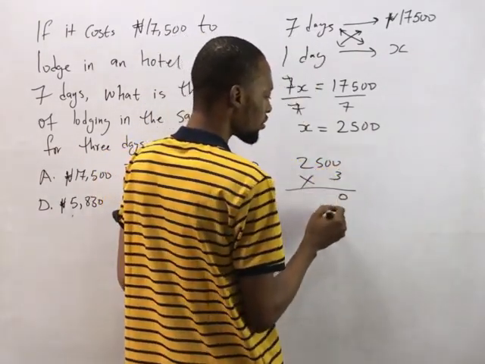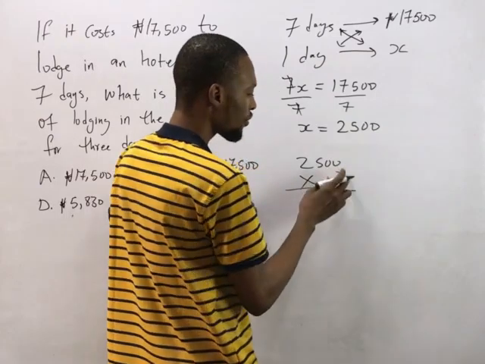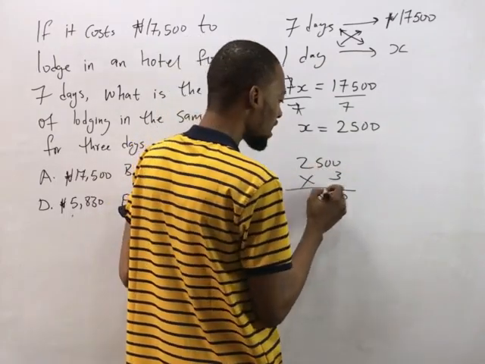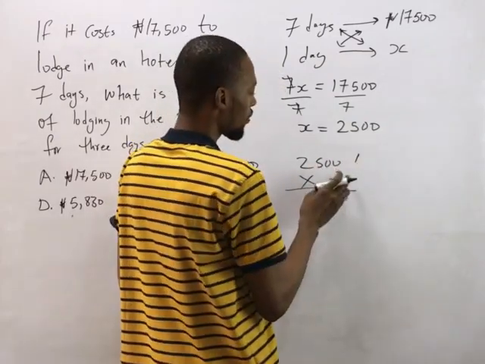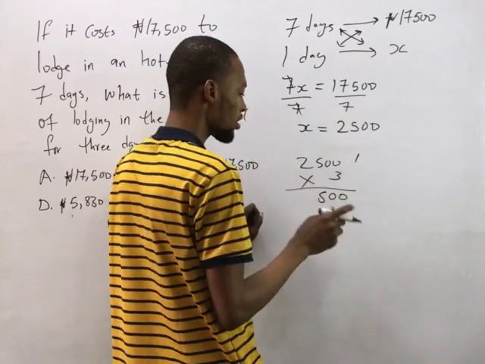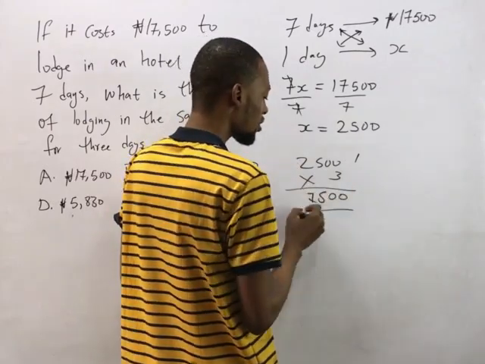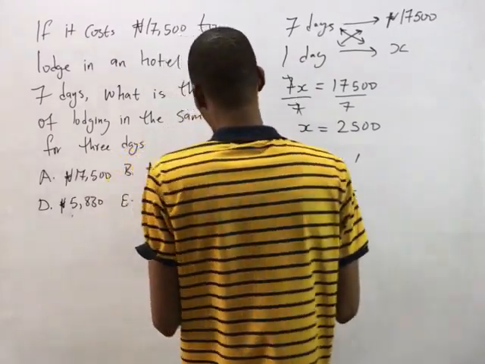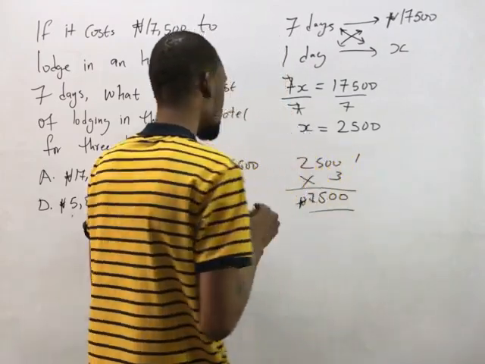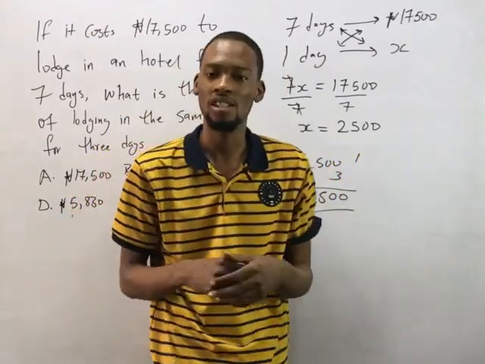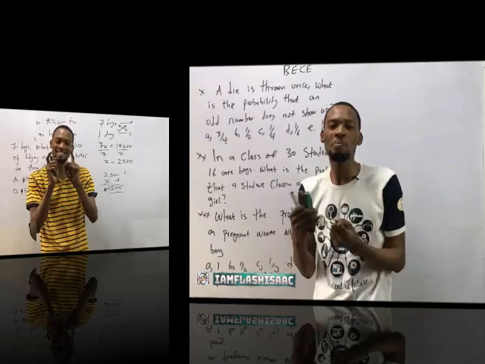3 times 0 is 0. 3 times 0 is 0. 3 times 5 is 15. Put down 5, carry 1. 3 times 2 is 6, plus the 1 will carry 7. So 7,500, which is option C, is how much it will take to lodge in that hotel for 3 days.